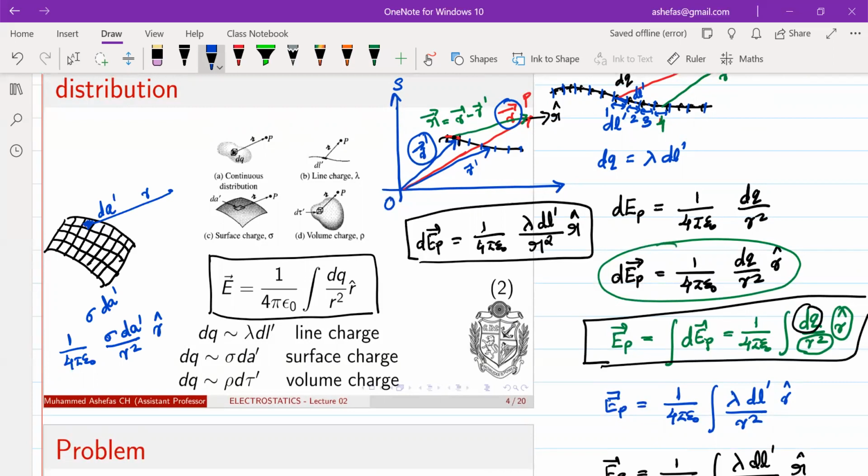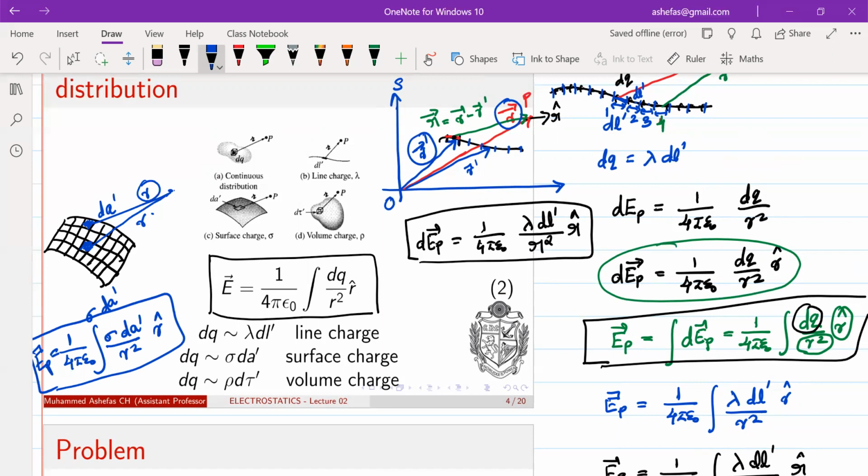I will not follow this convention for the time being. I have just written the vector connecting the source point to the field point as unprimed r. So this r would be a variable. If you have this small area, then this would be your r. And hence the total electric field at point P would be the integral of 1 by 4 pi epsilon 0 sigma dA prime by r square r cap. And what about the volume charge distribution?